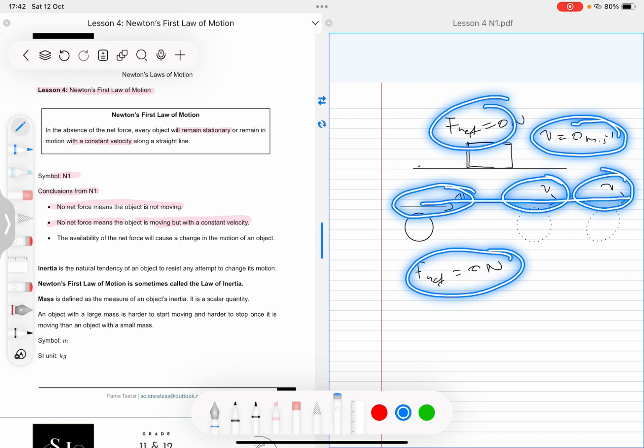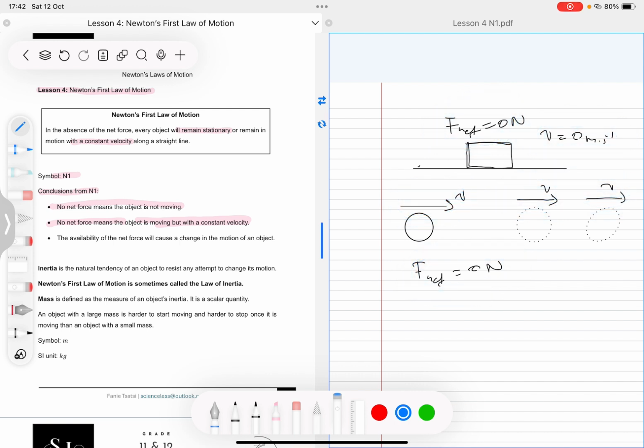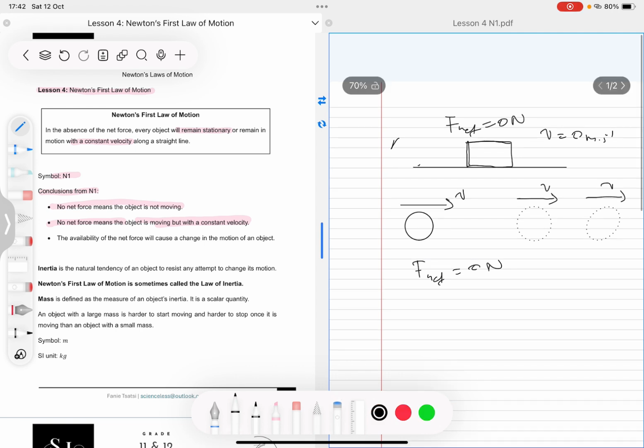It continues being 2 meters per second as that object moves along a straight line, along the horizontal, right? So that's what this law says. If there's no net force, we see these two types of motion, where an object just stays where it is or it moves along a horizontal line without changing its velocity.